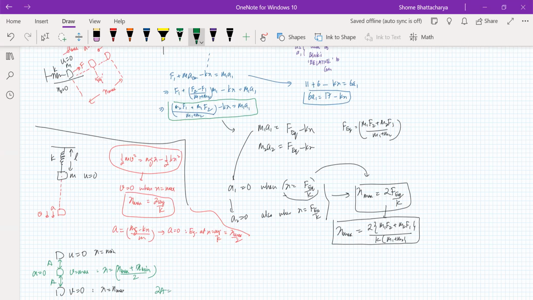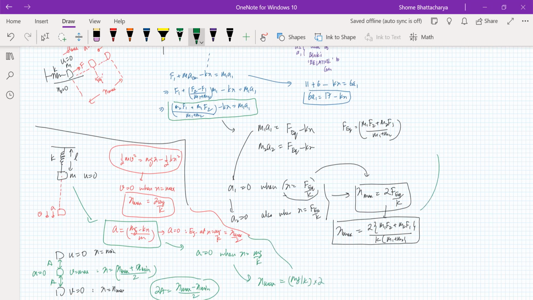So 2A is equal to x max minus x min. So this is the trick we are using. If we know this trick, we don't have to solve the work energy relation. We have to just solve the dynamics. From the dynamics, we are getting this acceleration, for example, in this case. So from this, we know that acceleration is 0 when x is equal to mg by k. So from that directly, we know that x maximum will be mg by k into 2. That same concept we are applying over here with these equations. So that is the efficient way of solving this problem.